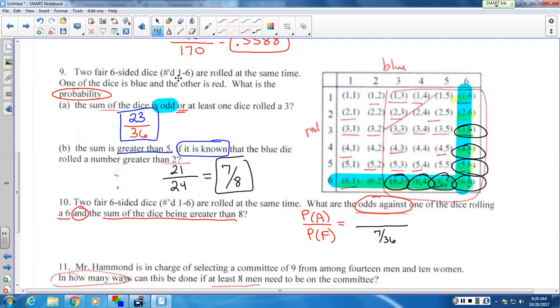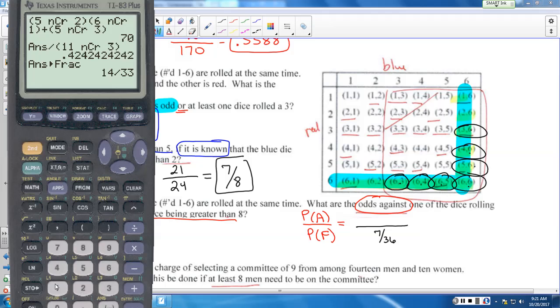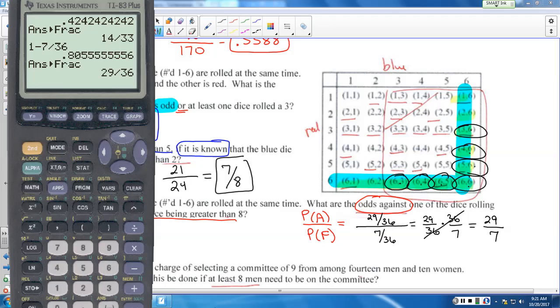The probability against it is 1 minus that. And if you need to do that on your calculator, you can. Say 1 minus 7 divided by 36 and put it back into a fraction, math frac, and you get 29 out of 36 is the probability against it. And so dividing by a fraction, same thing as multiplying by its reciprocal, so the 36's go away. So we get the odds against to be 29 to 7, which we could write like this, or we could write like this, or we could write 29 to 7.